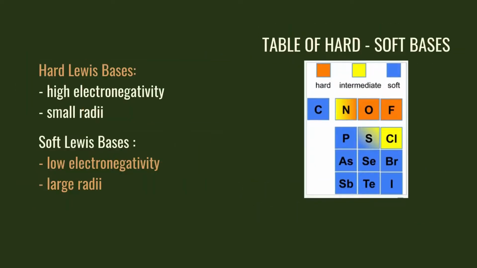Next is the table of hard and soft bases. Hard Lewis bases have high electronegativity and small radii. Soft Lewis bases have low electronegativity and large radii. Hard bases are typically small anions and neutral molecules. Some examples of hard bases include hydroxide, fluoride, chloride, and ammonia. Soft bases are typically larger anions and neutral molecules, for example, iodide and sulfide.